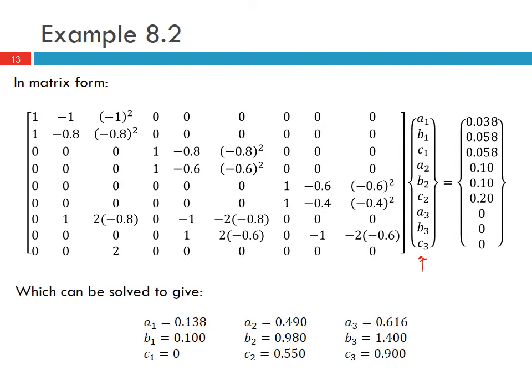So we can solve this using some of the methods that we talked about in the previous chapters, or we can also use some of the built-in functions in MATLAB to solve this. And if we do, we get the values of the coefficients shown here. So as you can see, c1 is equal to 0 by construction.